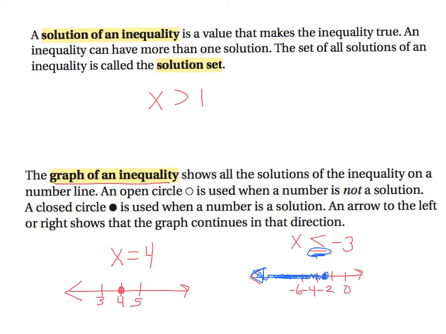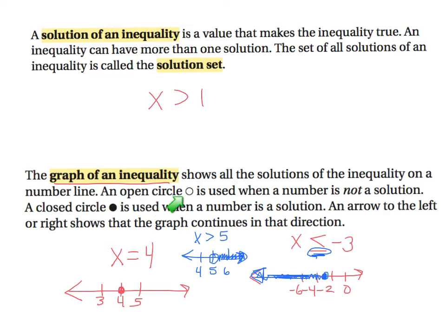If I said to graph x is greater than 5, anything greater than 5 is a solution. Now you can't start at 6 because 6 doesn't take into account like 5.5. But you can't put a solid dot because 5 is not greater than itself. So you would put an open circle and you would shade all the solutions that are greater than 5, which would be to the right.